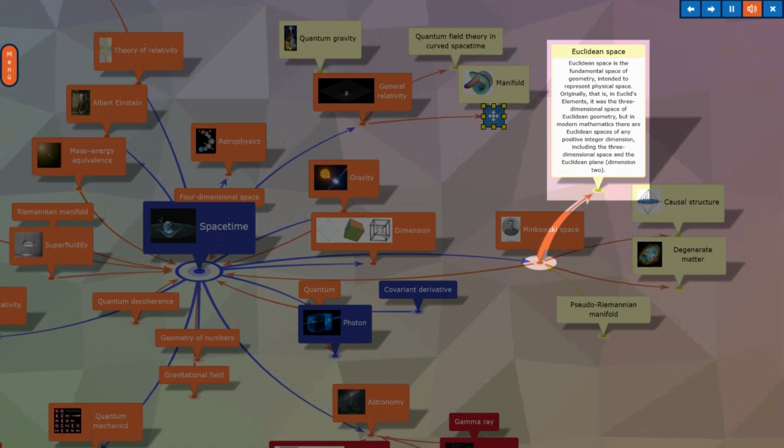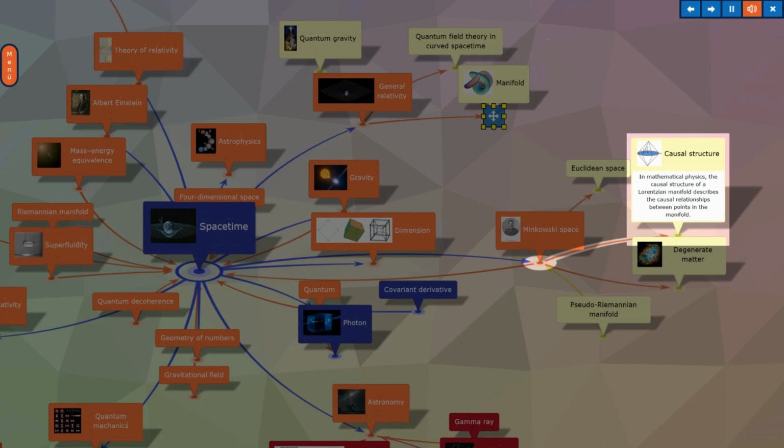Euclidean space. Euclidean space is the fundamental space of geometry, intended to represent physical space. Originally, that is, in Euclid's Elements, it was the three-dimensional space of Euclidean geometry, but in modern mathematics there are Euclidean spaces of any positive integer dimension, including the three-dimensional space and the Euclidean plane, dimension 2.